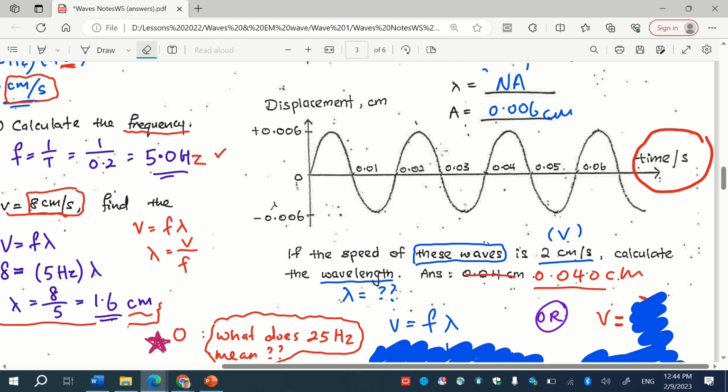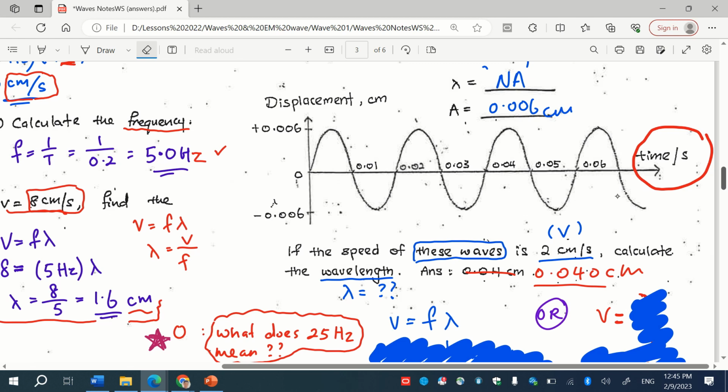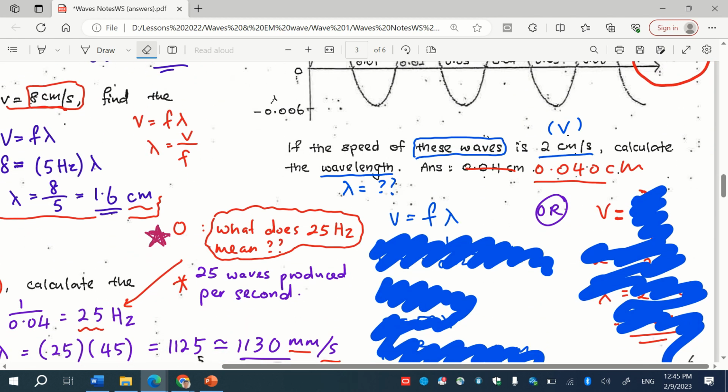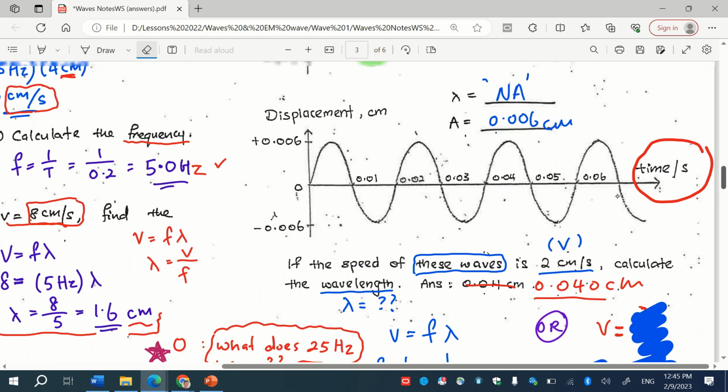Calculate the wavelength. If the speed given is this, there are two ways. I want to show you both formulas also work. First one, if you want to go for V equal F lambda, then you have to know your F first. So calculate your F equal 1 over T. The T has to be gotten from the second graph, this graph, time taken for one wave.